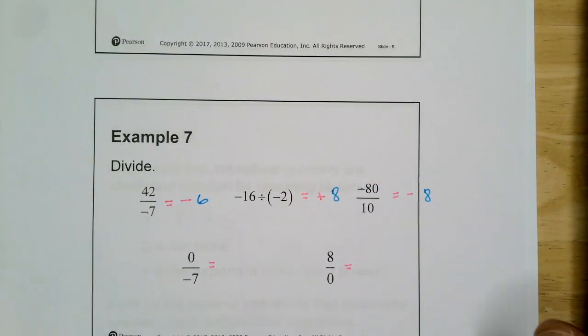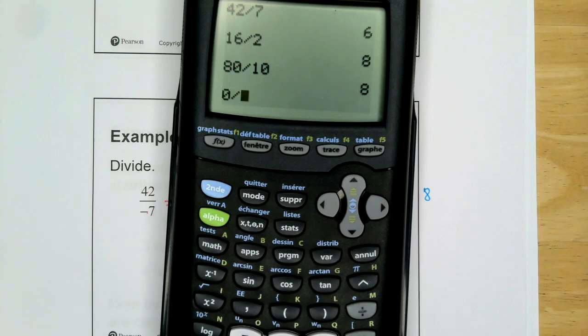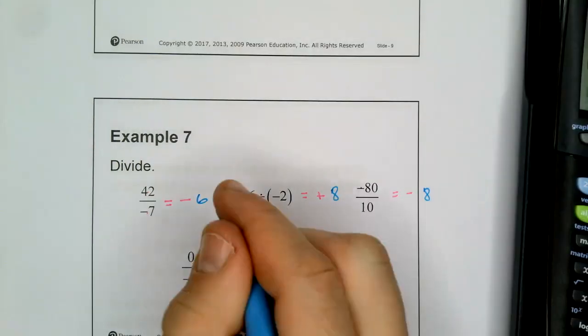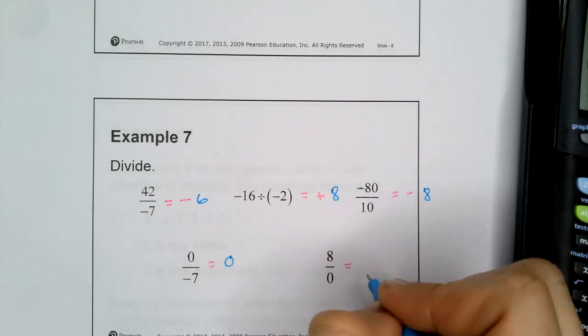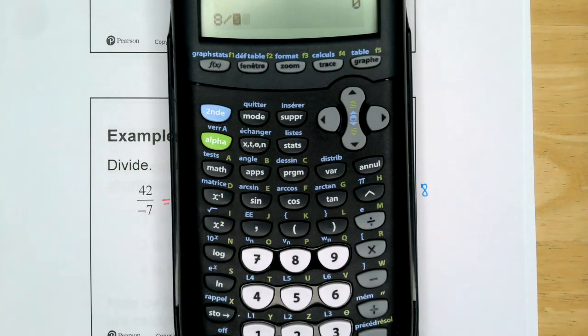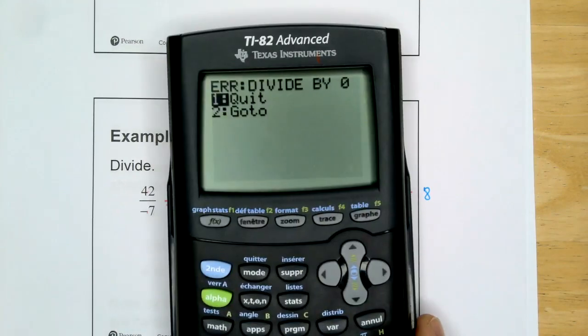Those signs are different. 0 divided by negative 7, it's better to just use your calculator because it's easy to forget, but if the 0 is on top of the fraction, the answer is 0. And if the 0 is on bottom, the answer is just called no solution.